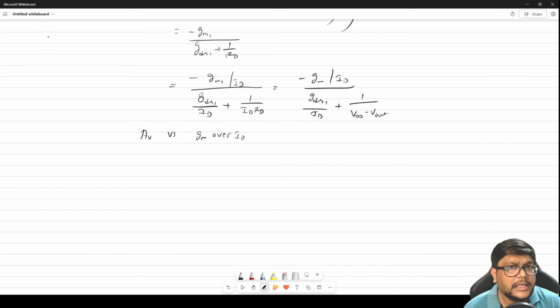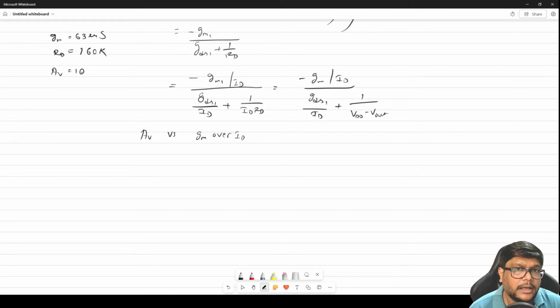We need, for a GBW, a GM of 63 microsiemens. For a gain of 10 and GM of 63 microsiemens, we need RD of 160 kilo ohm nearby, and we need an AV of 10, and we need a UGB of 10 megahertz. Okay, so this is the requirement.